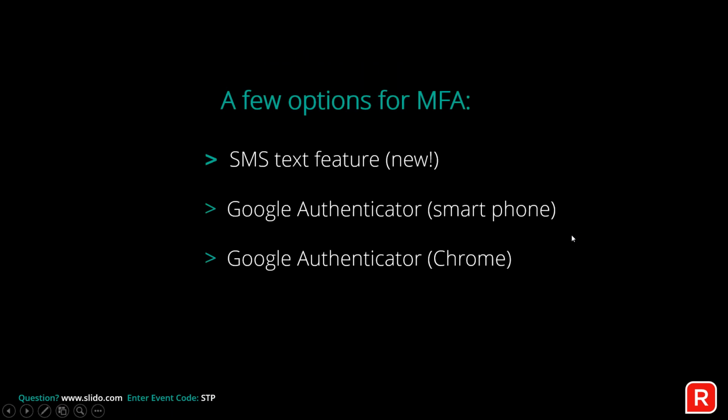Now, for this multi-factor authentication, there are 3 ways you can do that. You can do it via a simple SMS text, much like you get so many features from banks and other websites today. You can use a special Google Authenticator for your smartphone. And if you're still preferring to work on your desktop and through browsers, you can get a Google Authenticator extension for the Chrome browser.